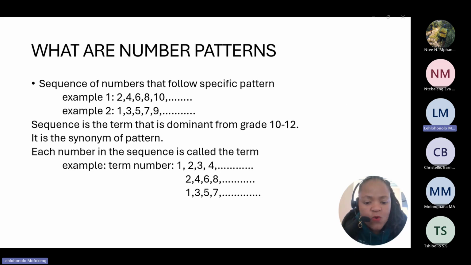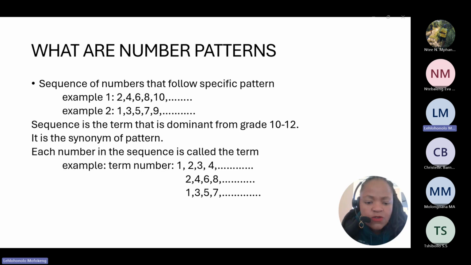Then we come to the sequence. What is a sequence? I think some of you have heard grade 10 or grade 11 learners talking about sequence and series, or a number sequence. That term is most dominant from grade 10 to 12, but there is nothing to worry about when we see the sequence. Sequence and pattern are synonyms, because they explain one thing. You can say number sequence or you can say number patterns.